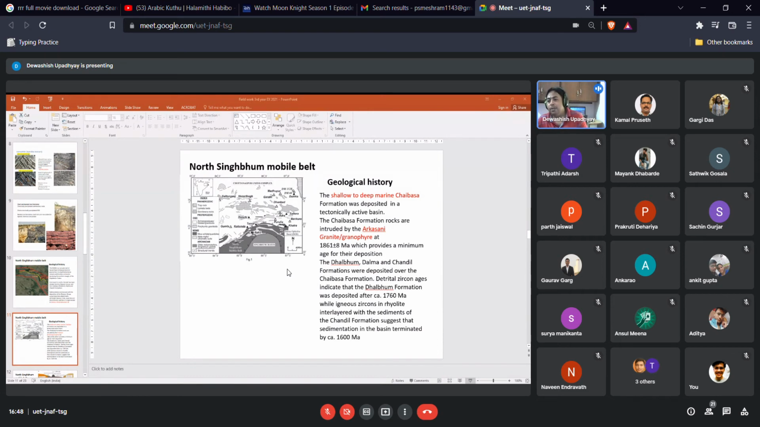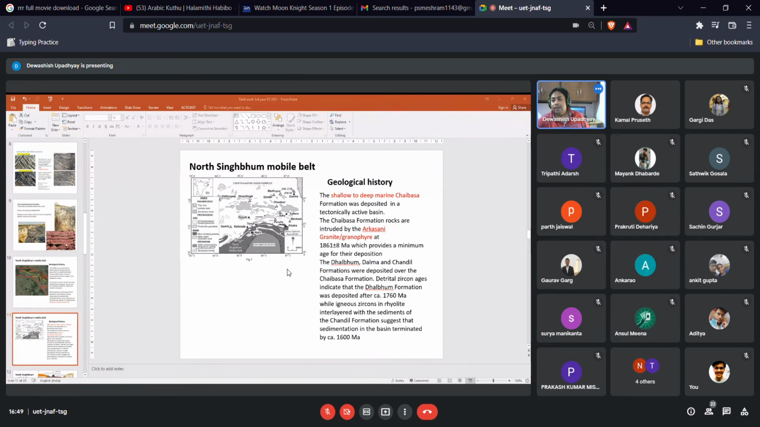So this is the minimum age of the deposition. And then after that, you have the deposition of the Dalbum, Dalma, and the Chandil formations over the Chaibasa formation rocks. Now, recently published zircon age data indicates that the Dalbum formation was deposited after about 1.76 Ga, whereas the Chandil formation, which is the northernmost unit of the North Singhbhum Mobile Belt, was deposited before 1600 Ma.